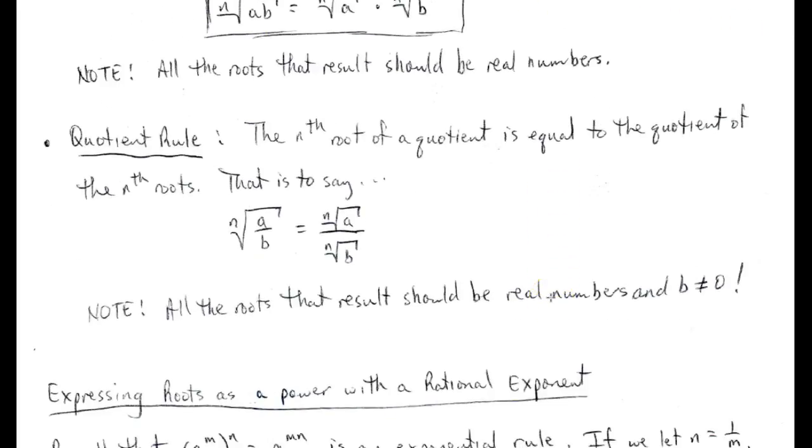For the quotient rule, similar, we know that if we have nth root of some fraction, we can rewrite that as nth root of the numerator divided by nth root of the denominator. So let's say if I had the fifth root of 1/8, then that would be the fifth root of 1 divided by the fifth root of 8. Okay, we could rewrite it that way.